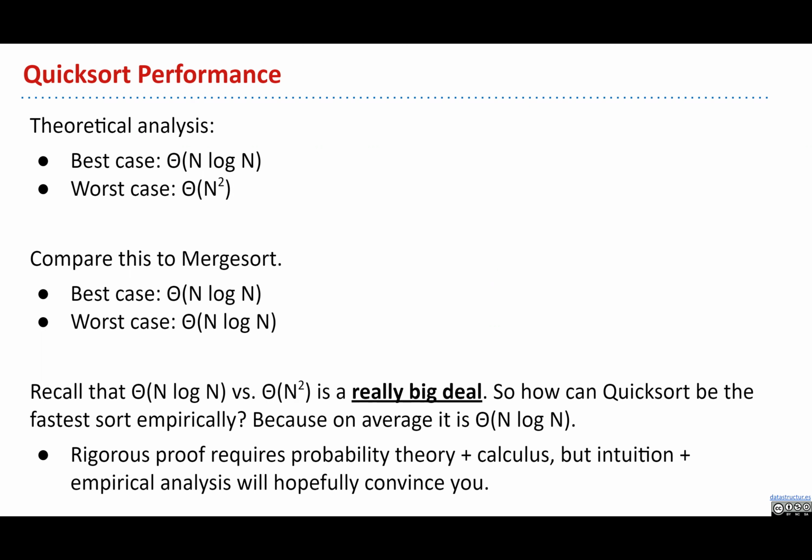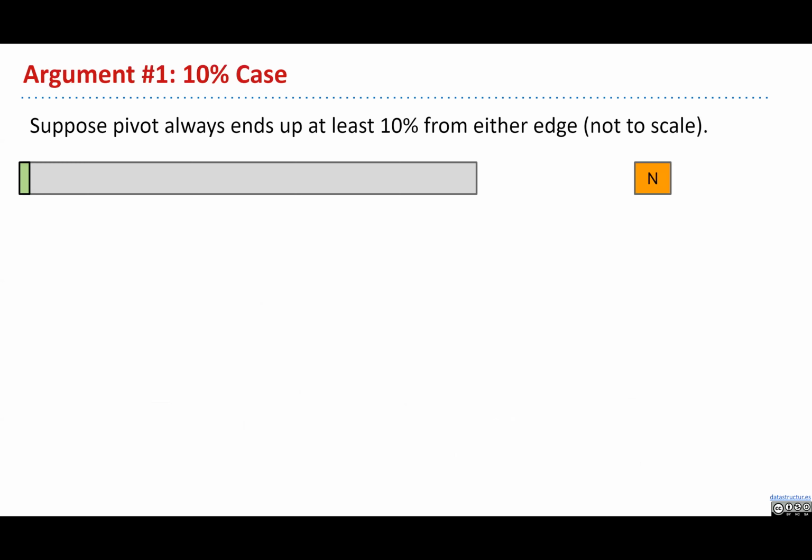So how is it that Quicksort's the fastest? Why does Tony Hoare get a knighthood when his algorithm is n squared in the worst case? Well, the answer is that on average, it's n log n. Now, if we wanted to do a rigorous proof, we would need probability theory and calculus. I'm not going to do that. 170 might. I can point you to a reference if you want. But the intuition and a little bit of empirical analysis will hopefully convince you that it is actually n log n on average. So here's my kind of hokey proof. This is not a proof, but it is a flavor of the correct proof.